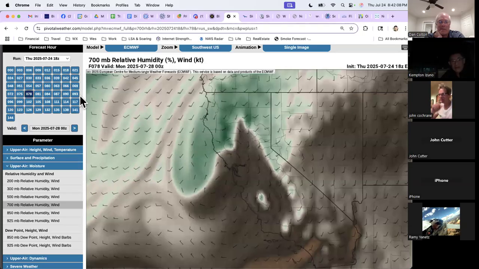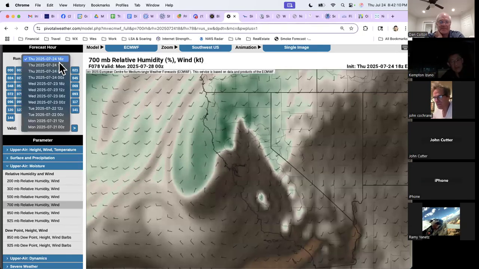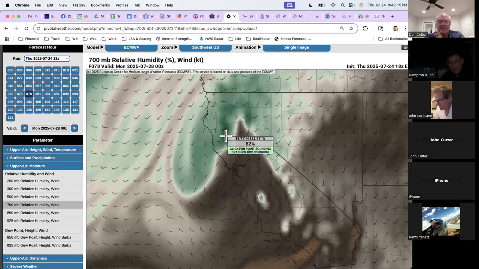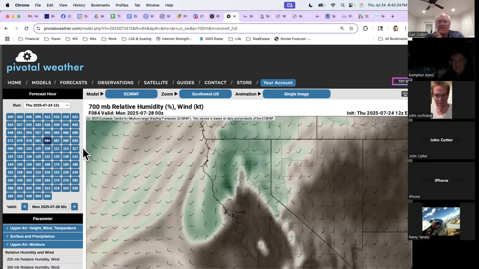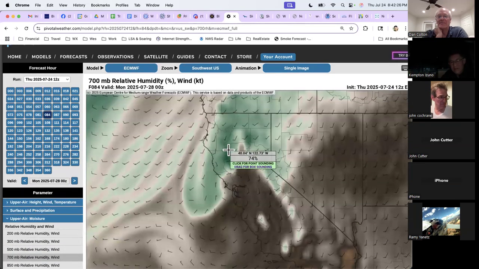So yeah, as a contrast, let's look at the previous forecast. Look at how moist it is along the Sierra Mendocino. It's like 80-90%, but it's dry along the Sierras. So if we go to the previous forecast, it's looking kind of the same.